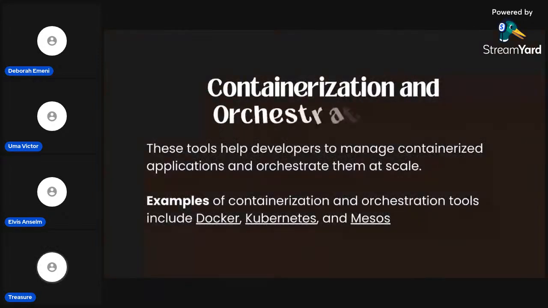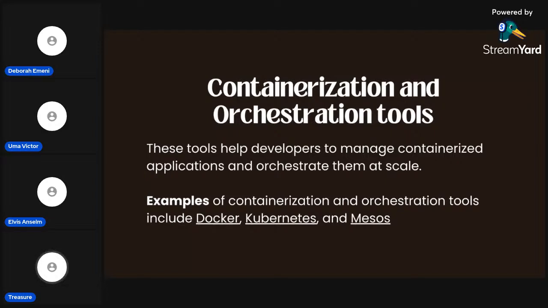Then we move to containerization and orchestration tools. This one is one of the most familiar sets of tools in the DevOps space in general. They're just tools that we can use to package our application in such a way that it has everything it needs to run without any external party.